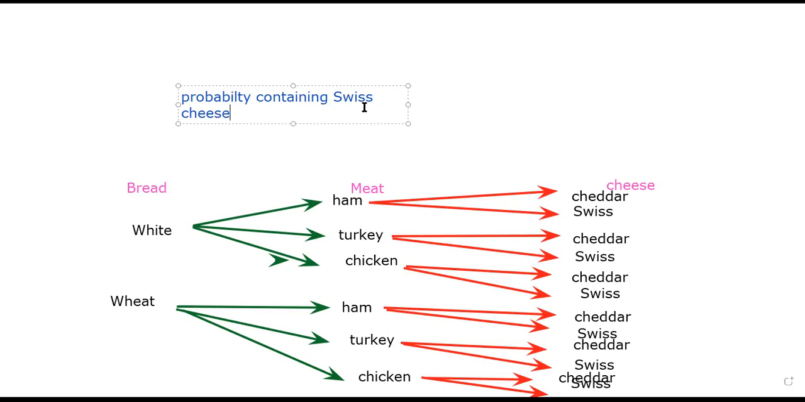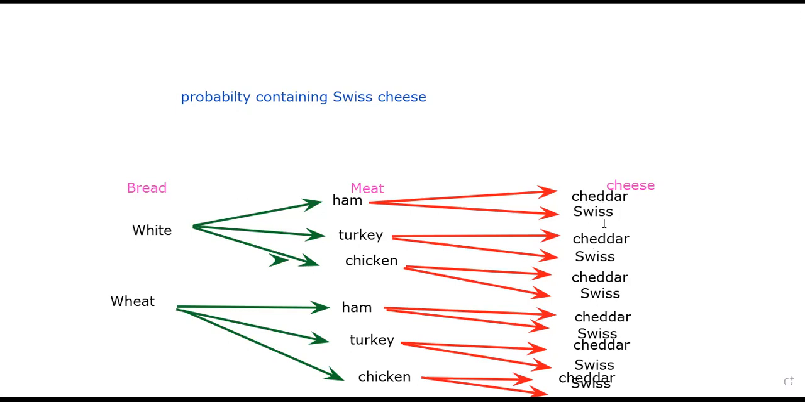Who can answer this question? Ibrahim, okay, who else? Abdurrahman, go on. 6. How did you find it? Because we can have white ham Swiss, white turkey Swiss, white chicken Swiss, and we can have wheat ham Swiss, wheat turkey Swiss, and wheat chicken Swiss. Thank you.